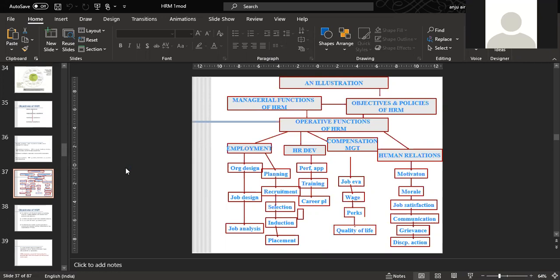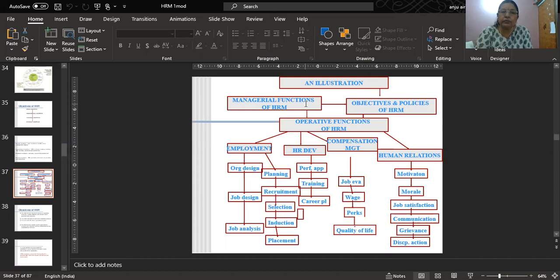So if you see the managerial functions of HR, like motivating employees, guiding employees, mentoring employees, giving them training and development, and giving the employees guidance, all these managerial functions of HR will determine what will be the policies of HR and what will be the objectives of HR.